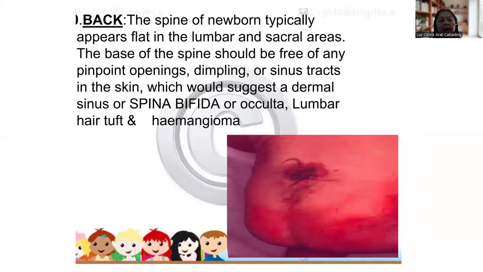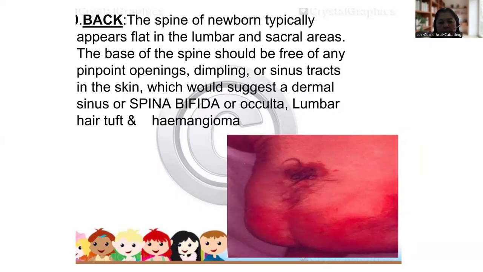We look at the back of the newborn. Now, the spine of a newborn will typically appear flat in the lumbar and sacral area. But you see here in the picture of a newborn, there is something in the back, like hair sticking out. So the base of the spine should be free of any openings or dimplings, because when there is a dimpling, that means there's a missing bone.